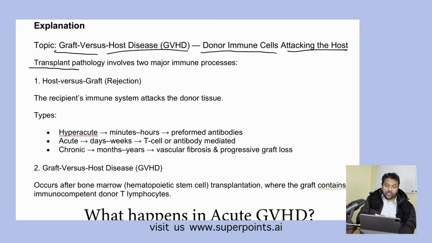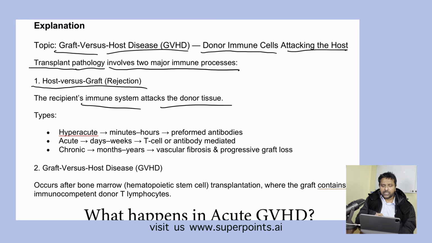Here the transplant pathology involves two major immune processes. Very, very important. First, graft rejection, or host versus graft rejection. This is where the recipient's immune system attacks the donor tissue, so the recipient is the attacker. What is happening? The types here are hyperacute, occurring in minutes to hours, due to preformed antibodies. Acute comes in days to weeks, T cell or antibody mediated.